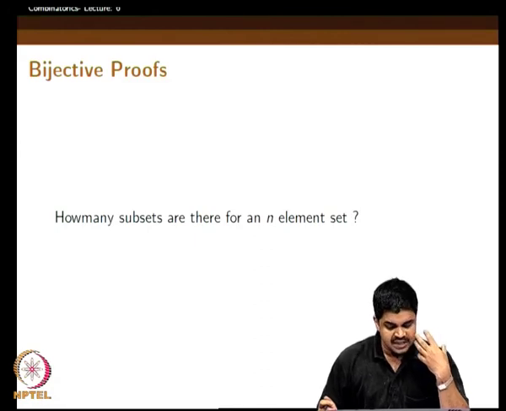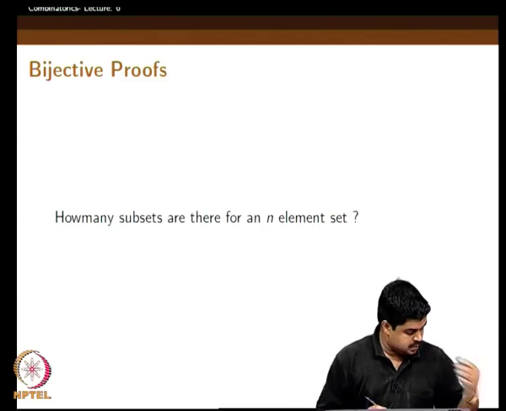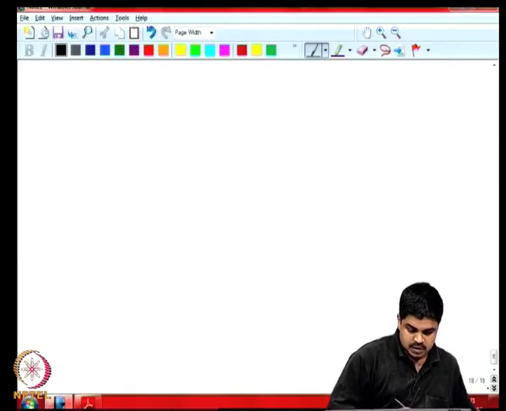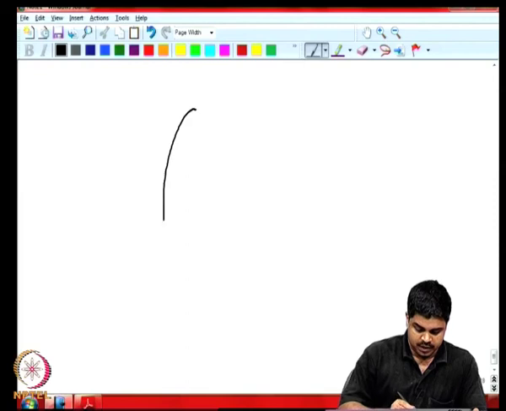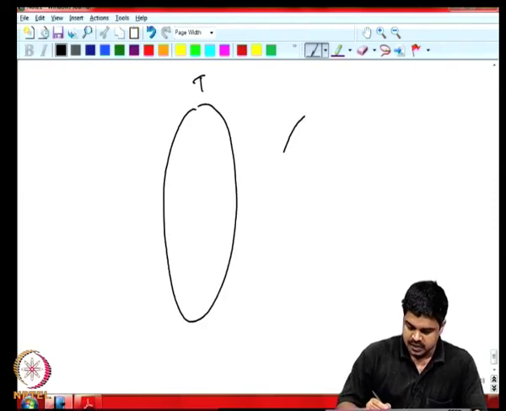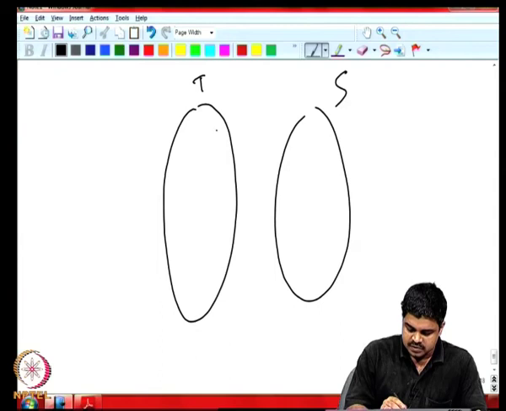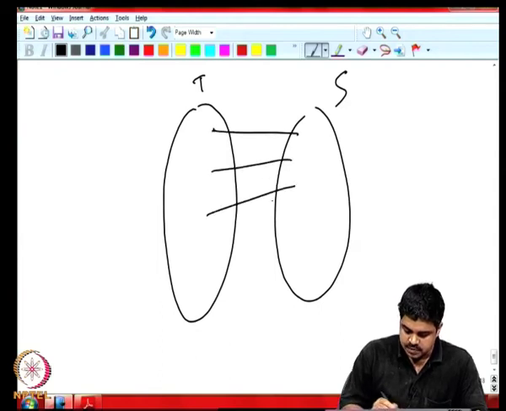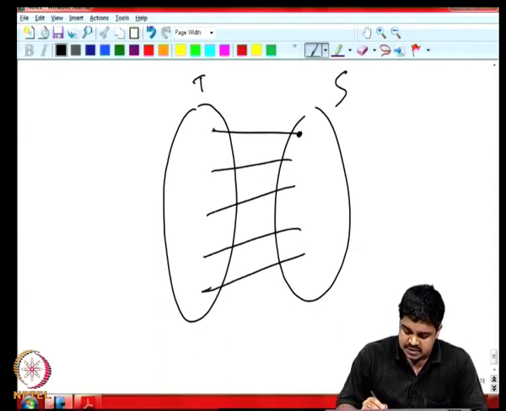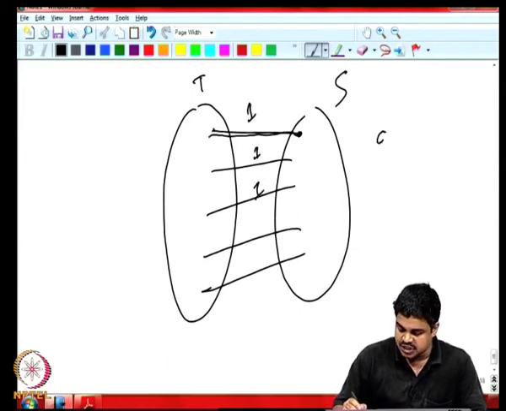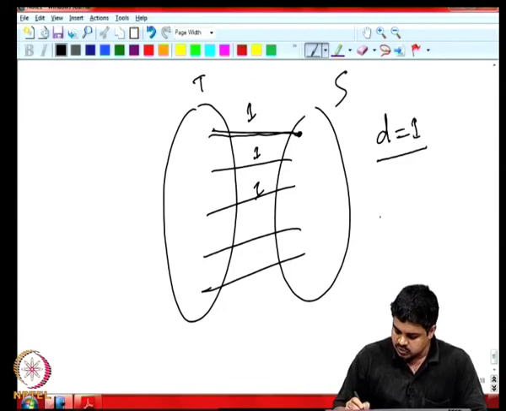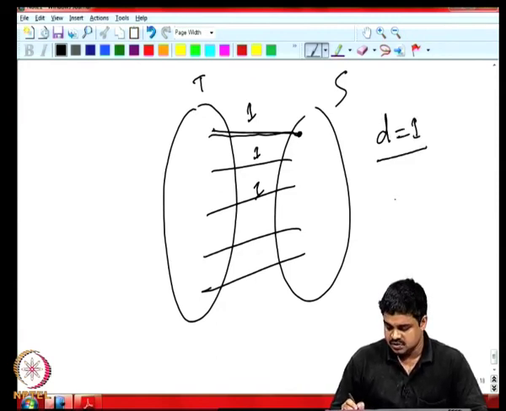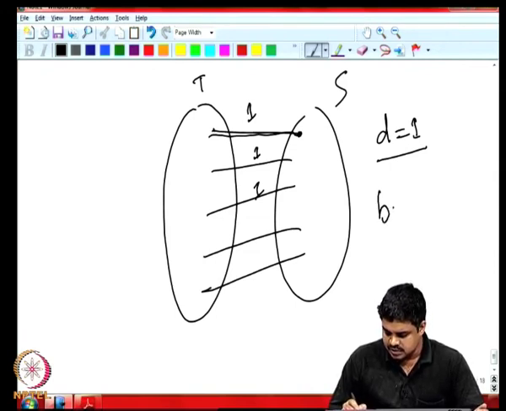Here is a very special case of this d-to-1 function, namely when d equals 1, between T and S. So this is a function, but every member of S has exactly one pre-image. That means the d equals 1 case. This is called a one-to-one function, and another name is bijection, right.